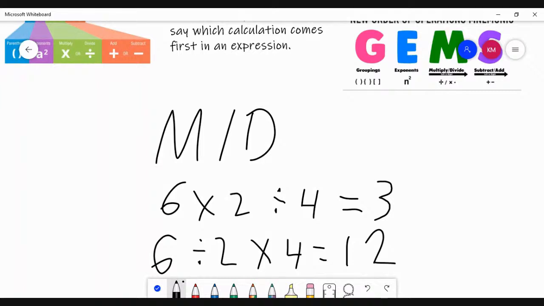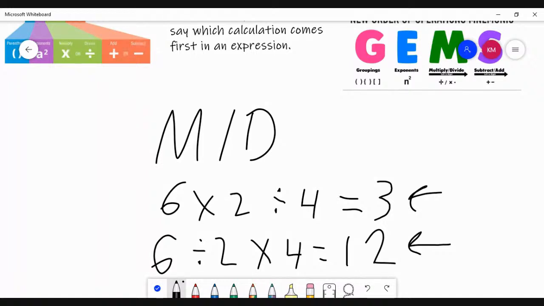So as you can see, when you are doing the order of operation, you must make sure you are doing that order of multiplying or dividing from left to right, because it makes a difference on whether your answer will be 3 or 12.